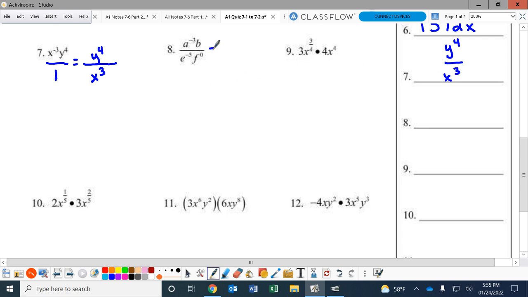Okay, on this next one, we've got some negative exponents, so we'll draw a new fraction bar. That f to the 0 is going to cancel out. It's like multiplying by 1, which does not change the value at all. And then we go alphabetically. That a to the negative 3 is going to move to the bottom to become a to the 3rd. The b has already got a positive exponent. It's b to the 1st. And that e is on the bottom, so it needs to move to the top and become e to the 5th.